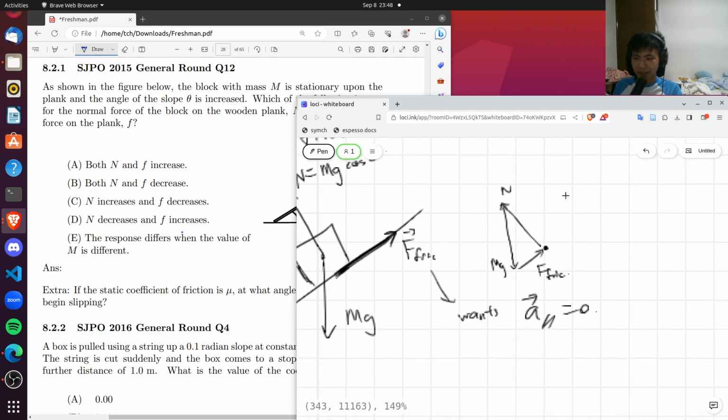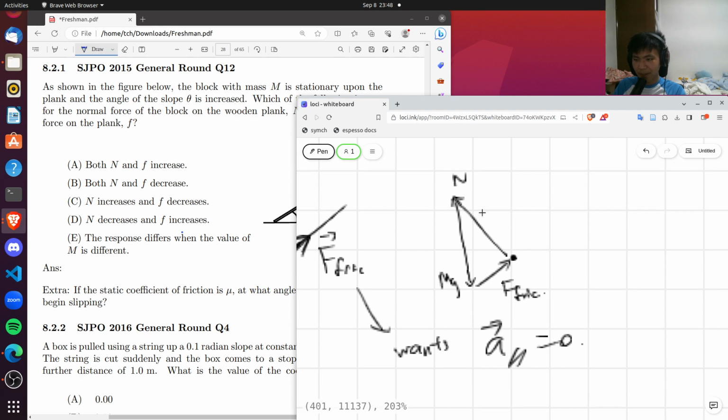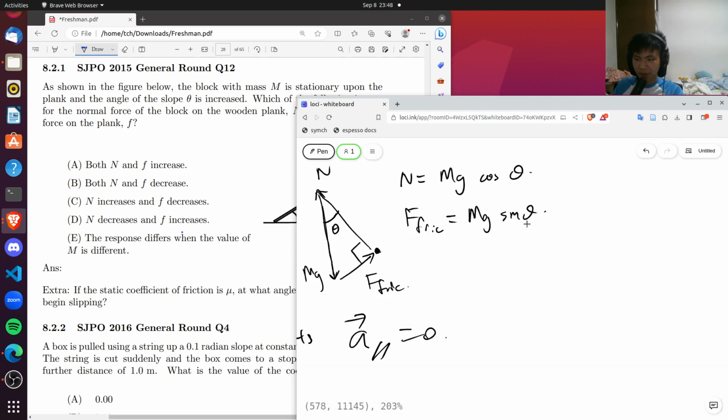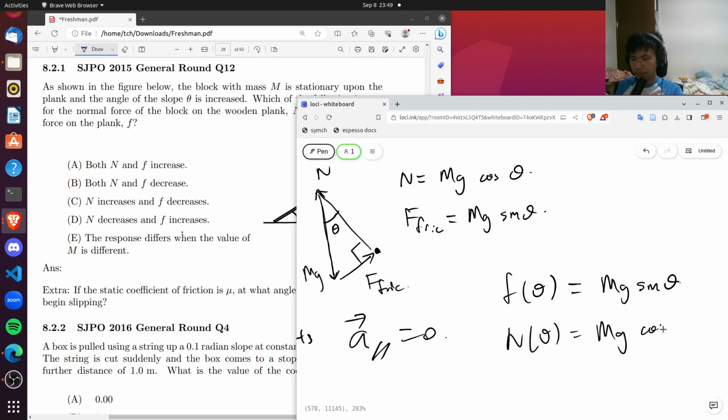So from this picture, I can see that because this angle is theta, through some angle chasing, this angle is theta. You see that N, we got the previous result that N must equal mg cosine theta, because mg acts as the hypotenuse and this is the right angle. And the other result will just be that the frictional force must be mg sine theta. And so we found our answer, right? Frictional force as a function of theta is just mg sine theta. And normal contact force we derived previously is mg cosine theta.